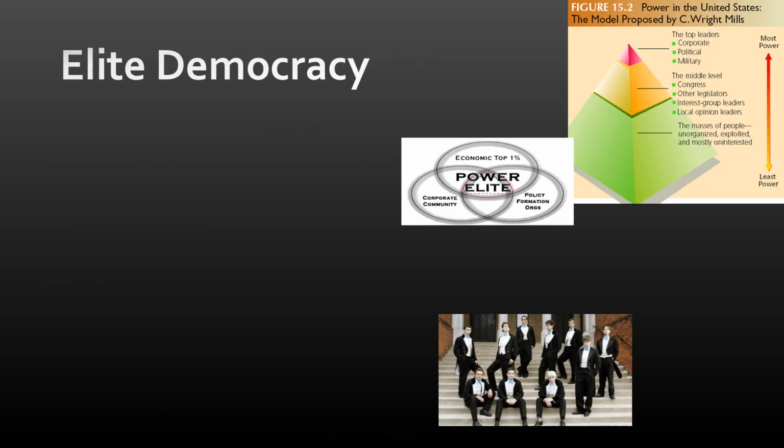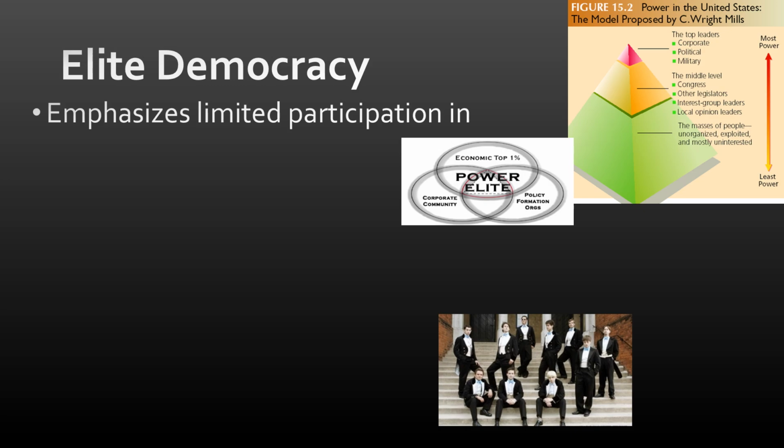Finally, we have elite democracy. This emphasizes limited participation in politics and in civil society. So it's actually the idea that people, yes, they should participate, but not necessarily that much. Representative democracy is a good example of this.